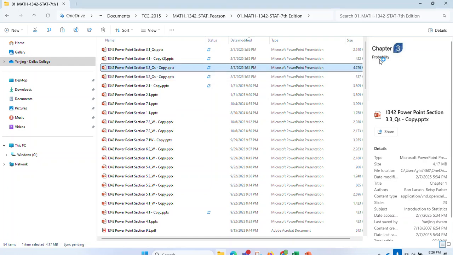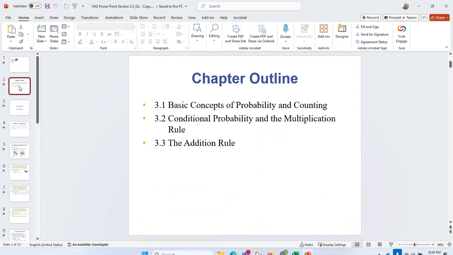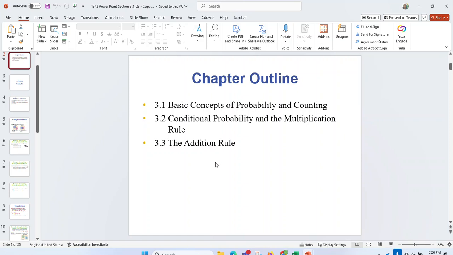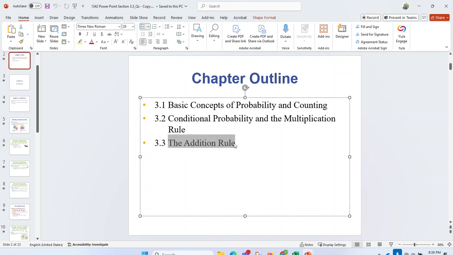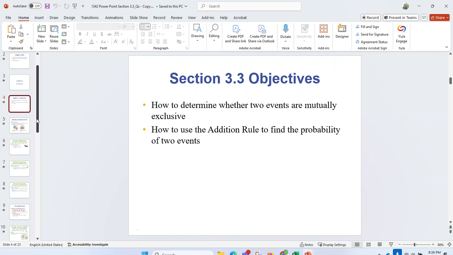Okay, so I want to go ahead and cover this section also, because this is all the probability in one chapter. We're going to look at the addition rule. I know this chapter is sometimes considered a little bit more challenging.